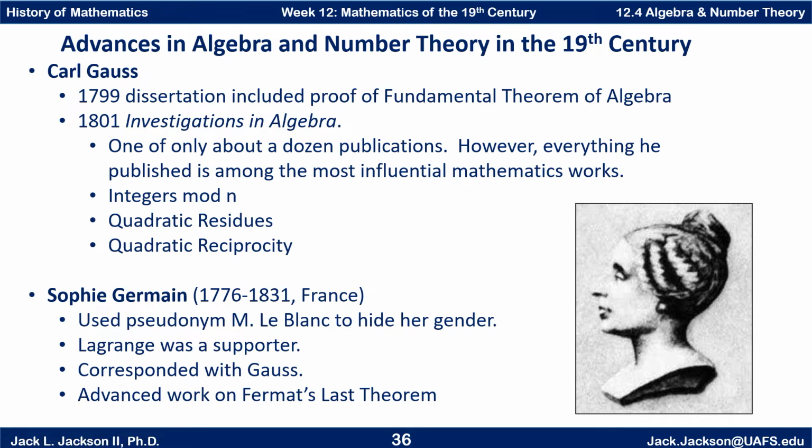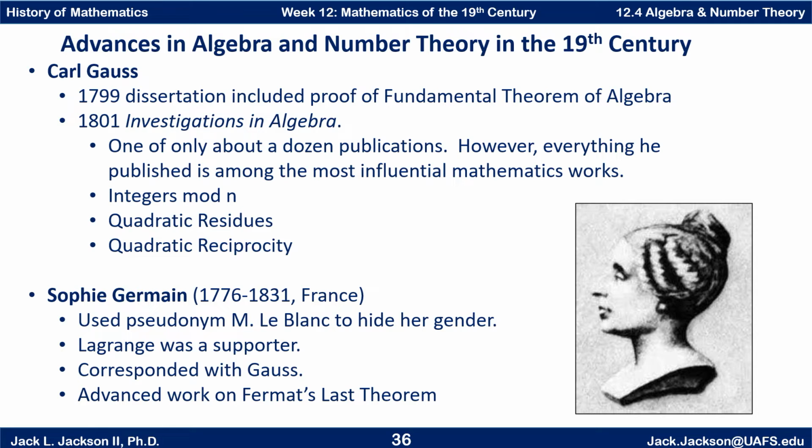Carl Gauss, who we've talked about previously, is one of the greatest mathematicians of all times. He only published about a dozen publications, but everything he published, all dozen works or whatever, rank among some of the best mathematics that's ever been published and some of the most influential. His motto was "few but ripe," so he would only publish what he thought was really significant and really polished.